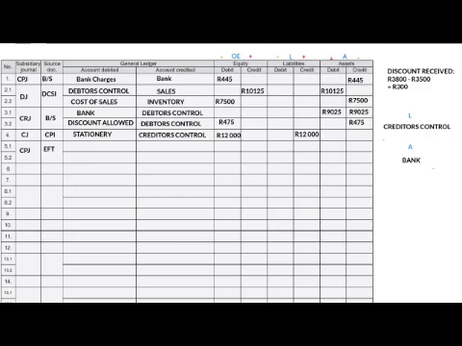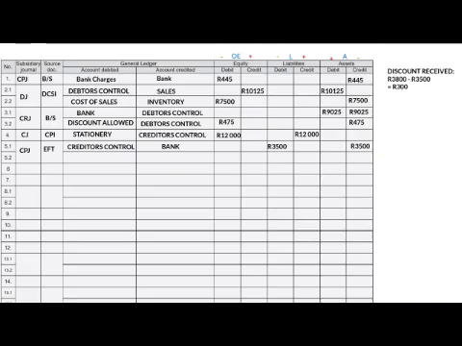The account debited was creditors control, and the account credited was bank, and the amount is 3,500 Rand. Our liability decreases, so it is debited, and our bank account decreases, so it is credited.